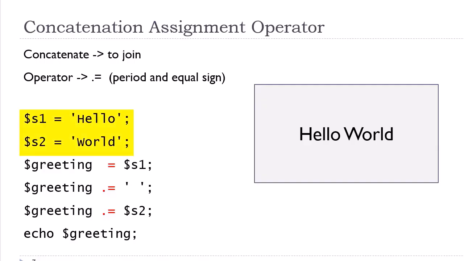So here I have two variables, S1 and S2, and I am going to build a string using a third variable, greeting. So I assign the value of greeting to S1, and then I join to that existing value of greeting my empty space, and then I join to that existing value of greeting my variable S2. So we are not replacing the values of greeting, we are adding to it. And when I echo that variable, we see I have the correct expression.